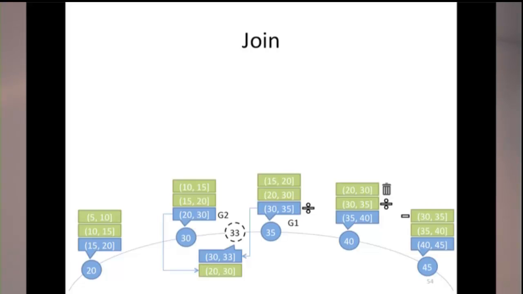Similarly, this group also has to be changed. It was stored here, here, and here. First, this has to be copied here, because now the replicas should be this guy and this guy. And then it has to be deleted from here.